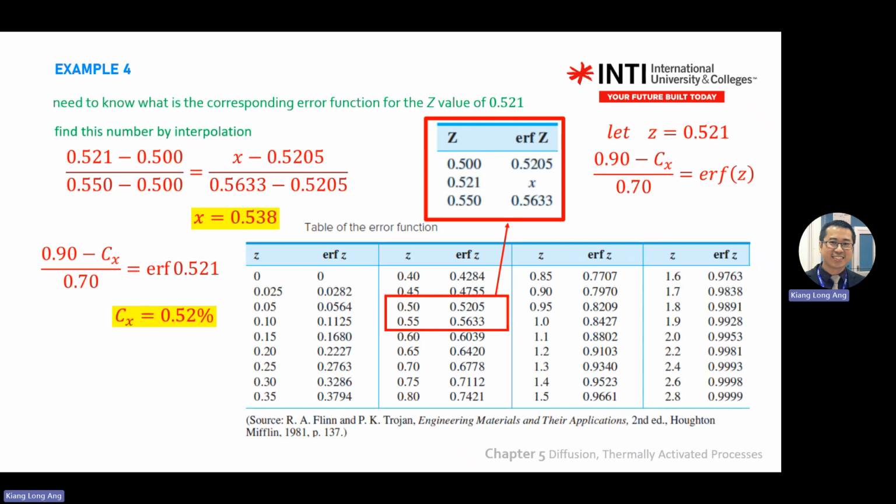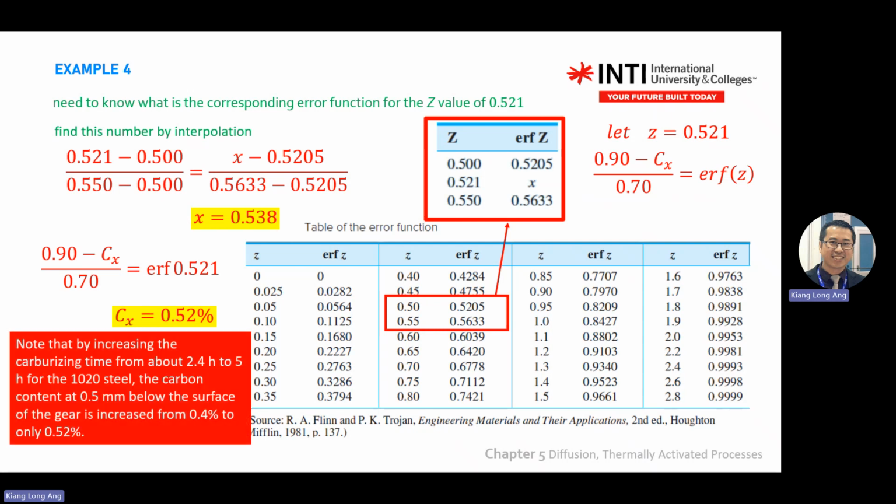It depends how you do your calculation, but I'm showing you my way. Don't read the wrong z; the important thing is these steps. Once you understand, you're clear. So what does it mean? It means that at a certain x, 0.5 mm, your Cx will reach below 0.52% after exposure to 5 hours. So you compare example 3 and example 4. There is information there, so read the PowerPoint slides.